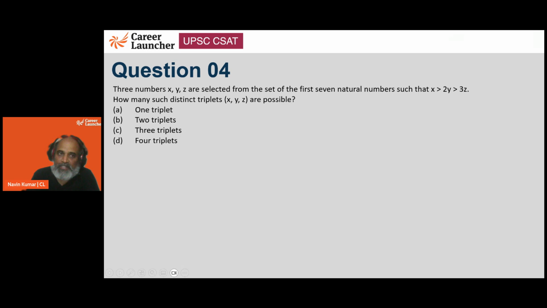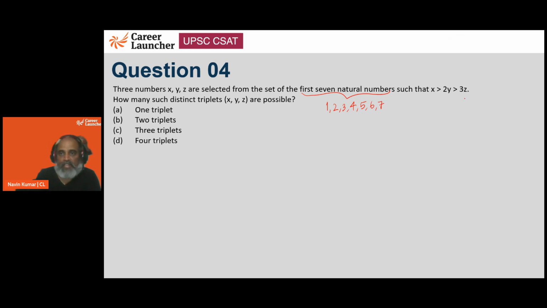Okay, next one. Three numbers x, y, z are selected from the set of first 7 natural numbers such that x is greater than 2y, which is greater than 3z. How many such distinct triplets are possible? So first 7 natural numbers would mean 1, 2, 3, 4, 5, 6, and 7, right? And it is nowhere written that x, y, z cannot be the same. They can be same. They can be different.